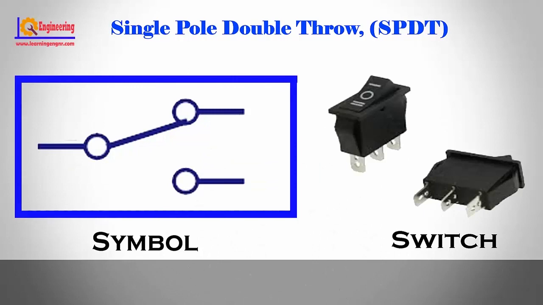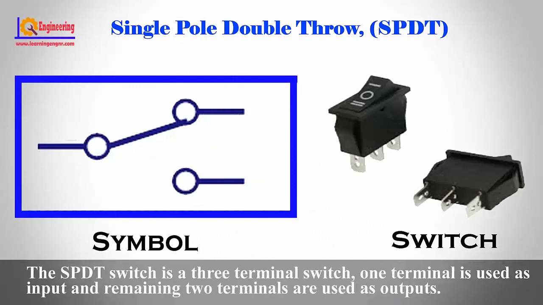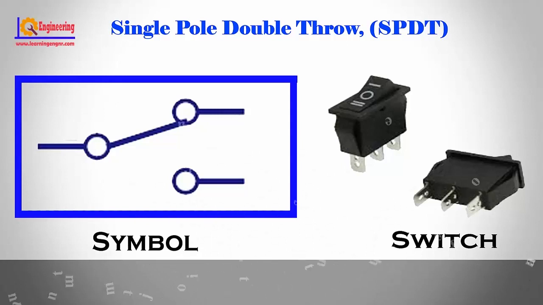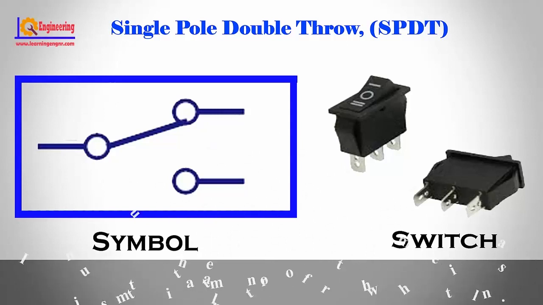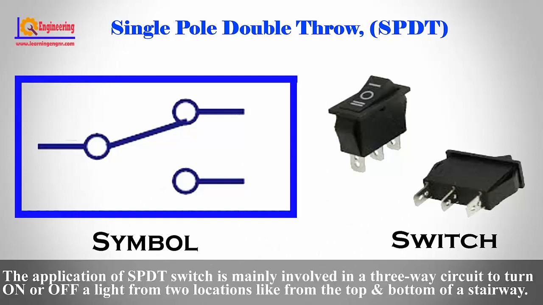SPDT, single pole double throw. The SPDT switch is a 3-terminal switch. One terminal is used as input and the remaining 2 terminals are used as outputs. It joins a common terminal to one or the other of the 2 terminals. The application of the SPDT switch is mainly in a 3-way circuit to turn on or off a light from 2 locations, like from the top and bottom of a stairway.